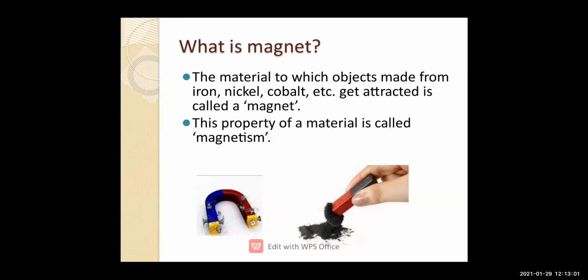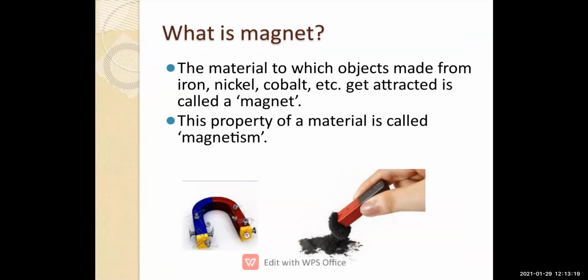So basically a magnet is the material to which the object made from iron, nickel, and cobalt gets attracted, and the property of attracting the material is called magnetism. Okay, so moving towards the next slide.